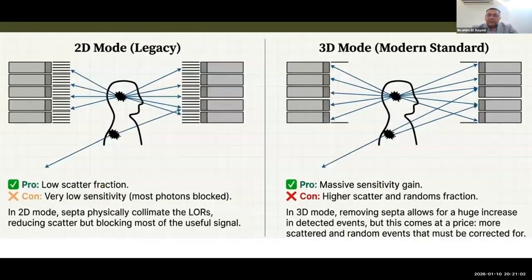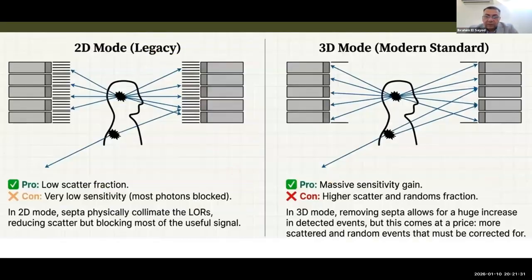As we said, the main advantage of the 2D configuration is that it reduces scatter. Also, it lowers the radiation exposure, as it uses lower injected activity because scatter is reduced. And the main disadvantage is that it reduces the sensitivity, as the septa will attenuate more lines of response or more photons.